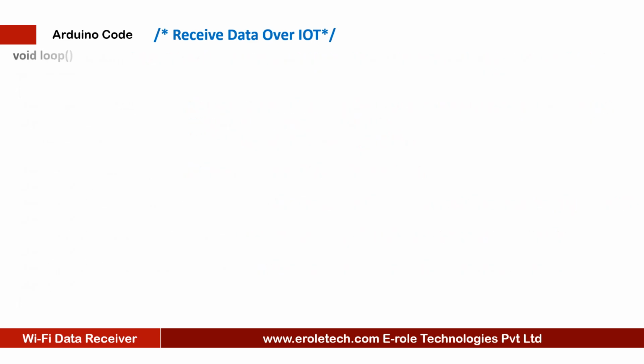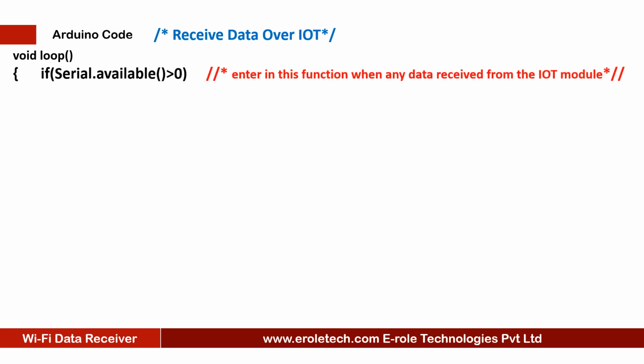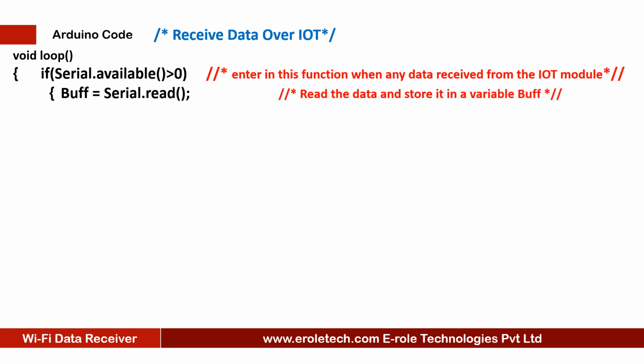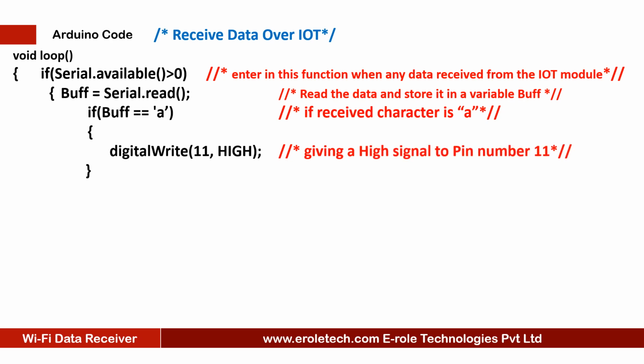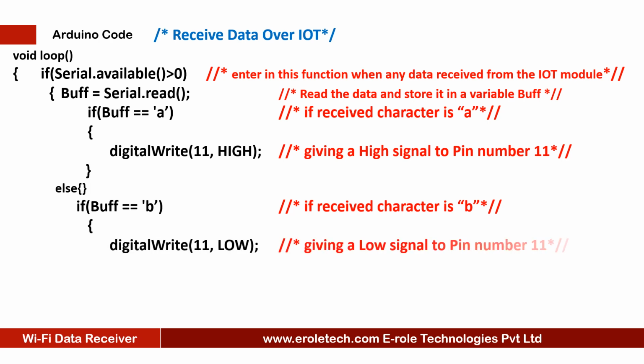Void loop. This function continues to execute the code written inside it over and over unless we reset the Arduino hardware board. If serial available greater than 0, our program will enter in this function. When RX pin of Arduino will receive any data, buff equals serial read. Serial read is a function which will read the received data and store the data in a variable buff. If buff equals A, then Arduino will give a high signal at its pin number 11, and LED will turn on. If buff equals B, then Arduino will give a low signal at its pin number 11, and LED will turn off.